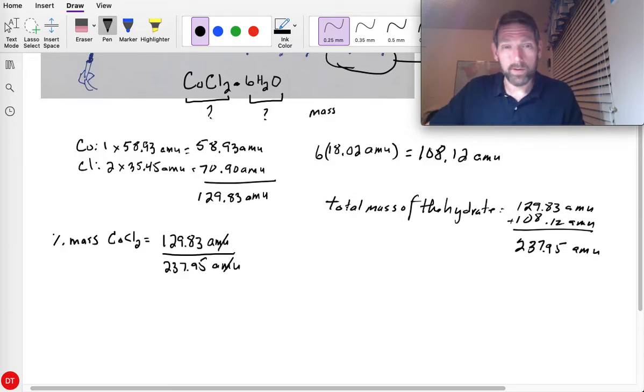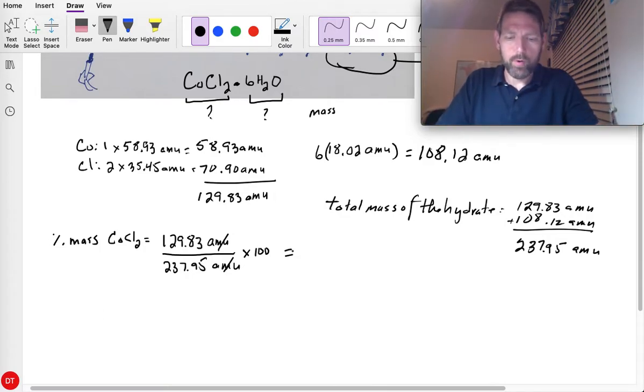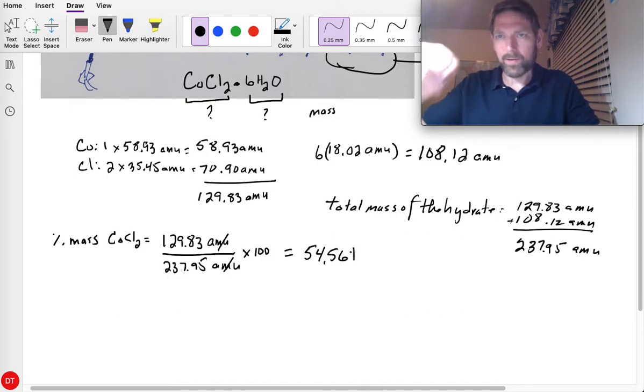Remember, it's about the units. And then, of course, to get a percentage, you always have to multiply by 100. You always do. All right, so let's figure that out. So we've got 129.83 divided by 237.95 times 100. You should get 54.5618827. There's a whole bunch there. So we just need some extra numbers.